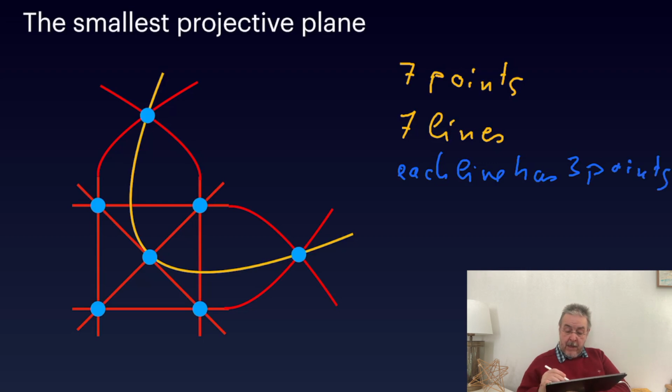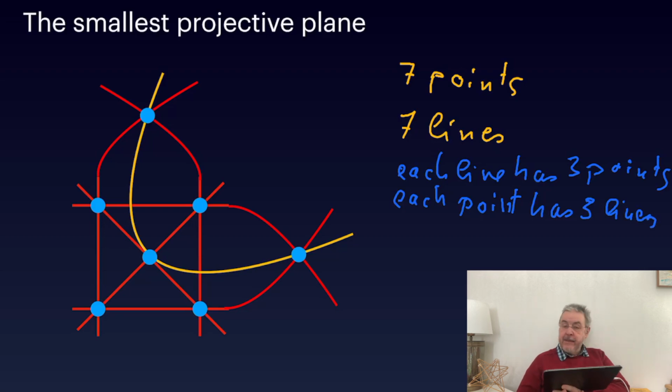and each point has 3 incident lines that pass through it. So you see, all points more or less play the same role, and all lines play the same role, at least if you consider this kind of count.